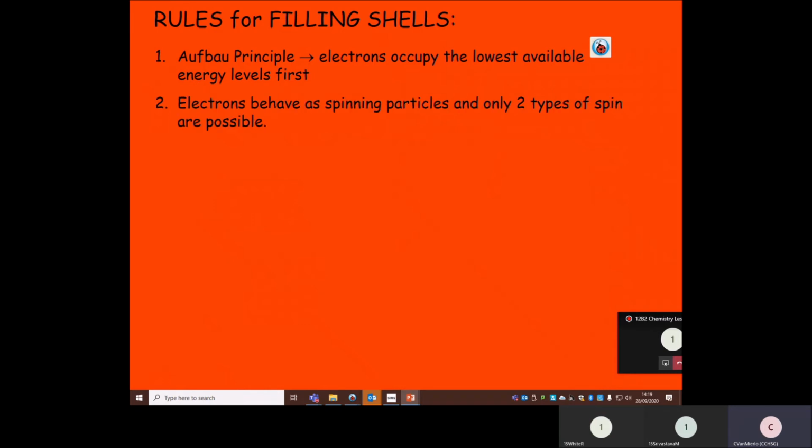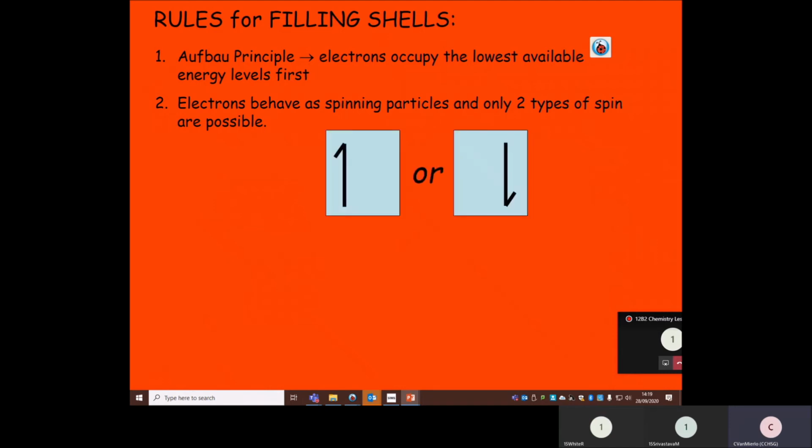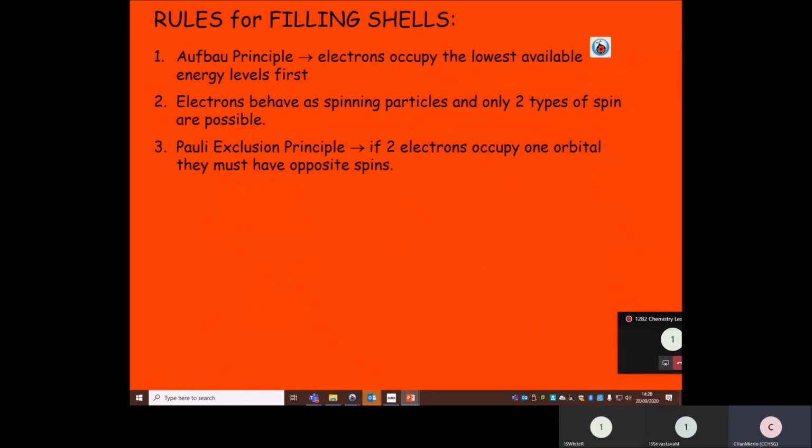Now, electrons behave as spinning particles, and you can only have 2 types of spin, and we denote this with arrows. An electron will be a half-headed arrow, and it can either have up spin, if you like, or down spin, but the arrowheads need to be in the corresponding places like we've got on the diagram there. Then we have what we call the Pauli exclusion principle.